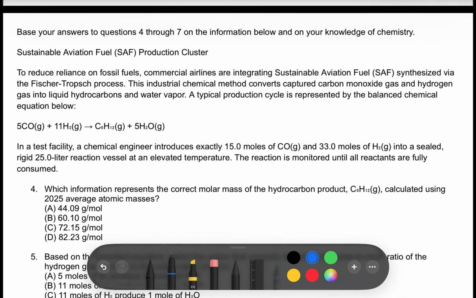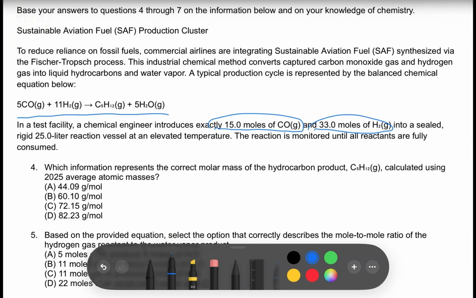Next question. In this question, we have this equation, and it's in the test facility. A chemical engineer introduces exactly 15 moles of CO and 33 moles of H2 into a sealed, rigid 25.0 liter reaction vessel at an elevated temperature. The reaction is monitored. Which information represents the correct molar mass of the hydrocarbon byproduct? So it's just asking to find the molar mass of this right here. So we have carbon and hydrogen, and that's it.